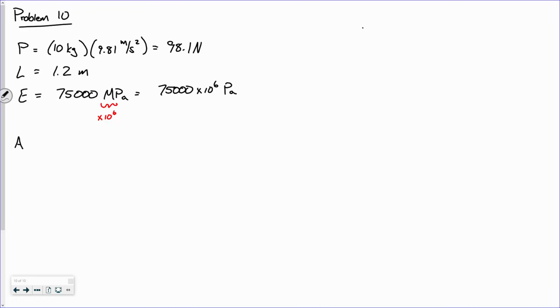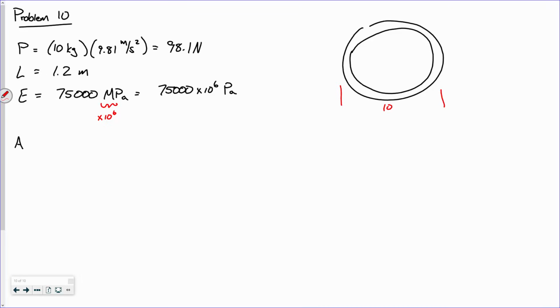Now, what we are going to need is the area of that pipe. Now, we have a pipe that looks like this. All right? It's the best you're going to get from me. That is 10 centimeters or 0.1 meters. And this is, what is that, 9.6 centimeters or 0.096 meters. Everybody okay with that?